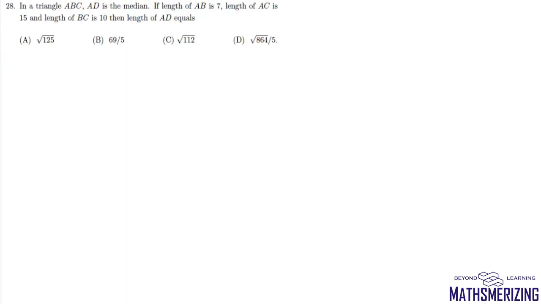Now question number 28 is, in a triangle ABC, AD is the median. So we have this triangle ABC and then AD is the median. We need to find the length of AD.